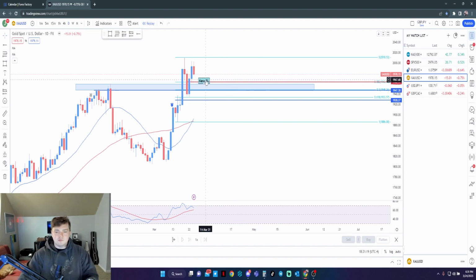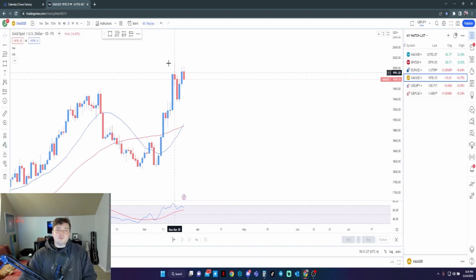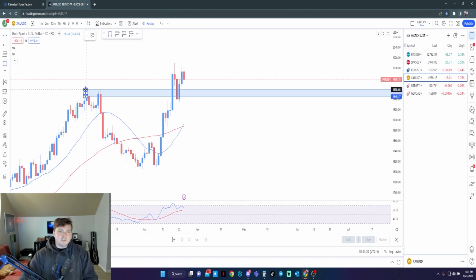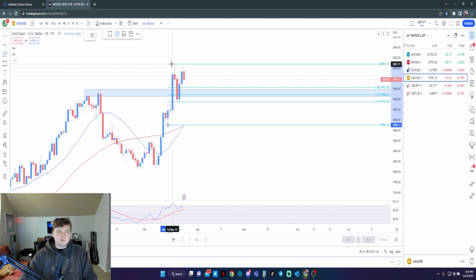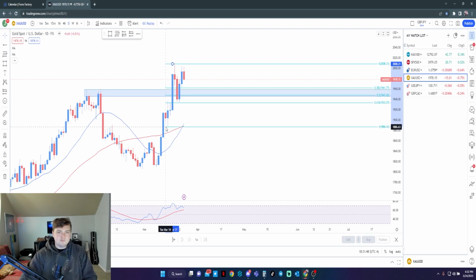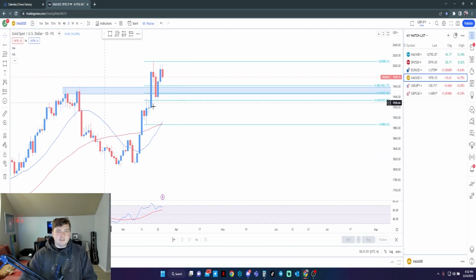I can actually delete all this. So price came up. I knew that we had structure over here, so I waited for price to break it. Then what I said was, where's the most recent swing low, and where's the most recent swing high once we started to come back down. So I drew my fib from here to here. And I said, where's structure strong? Well, it's 61.8. We're kind of in a zone here, right?